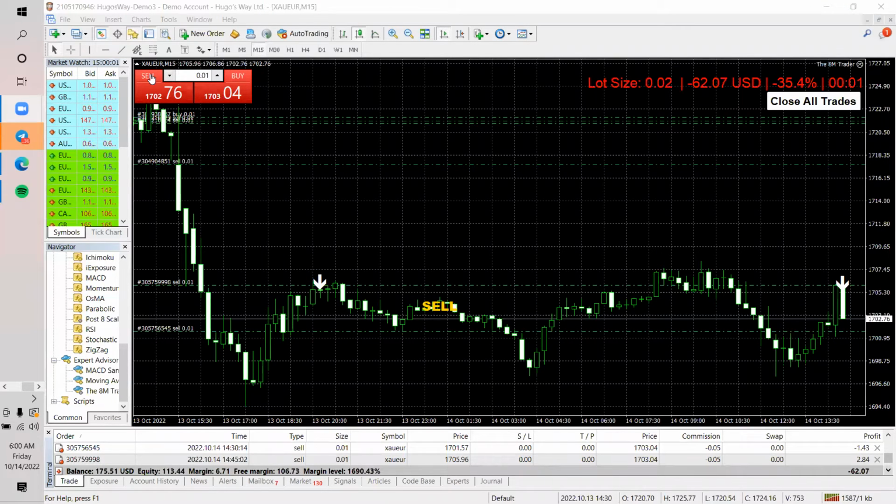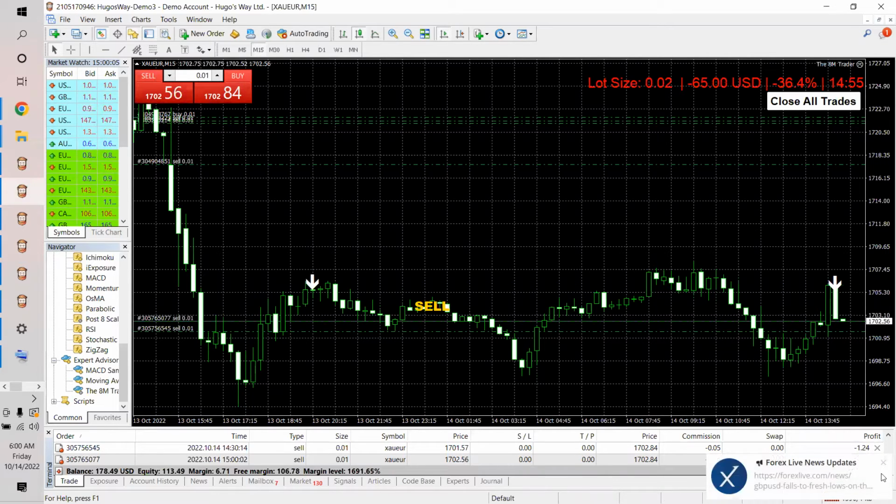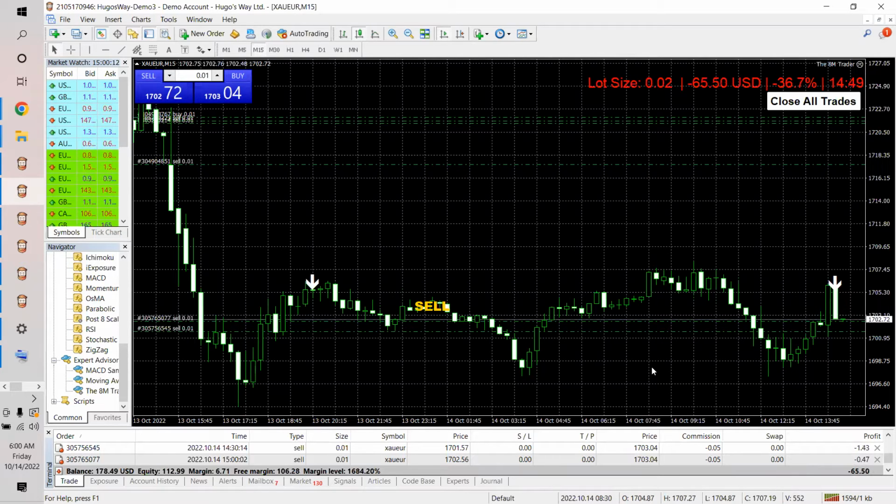All right, everybody. So I'm going to go ahead and place a sell right here for gold. I'm also going to go ahead and collect my 30 pips off of one of our other sell trades for gold versus euro as well. So you saw me open one trade and close one trade. So that was pretty awesome that we were able to go ahead and get that done.